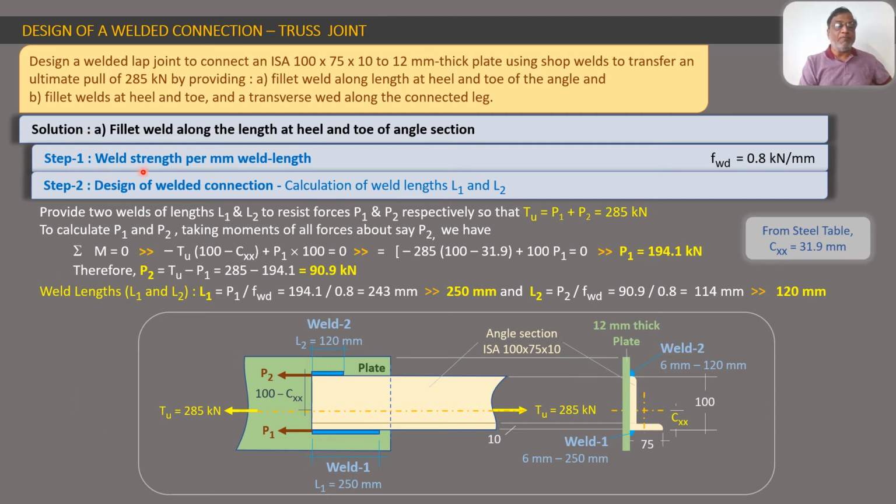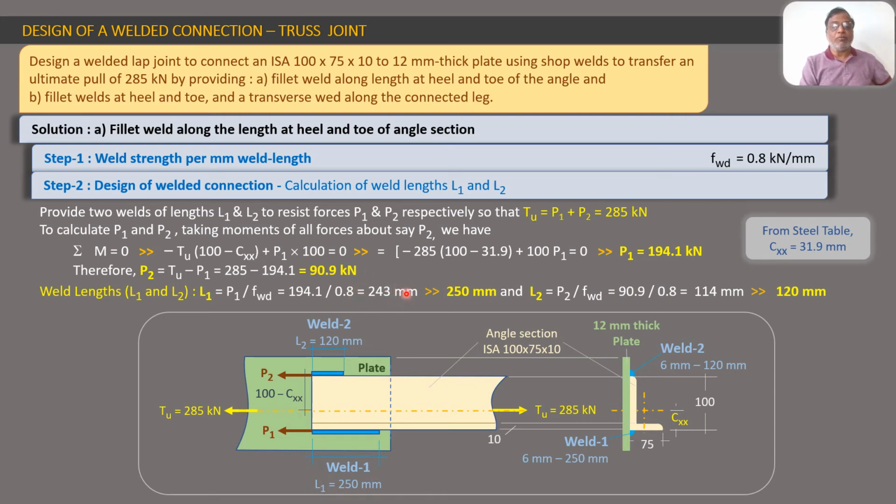Now from step 1, you have already calculated how much force is resisted by 1 mm of weld length: 1 mm of weld length will resist 0.8 kilonewton. We will apply that value here. How much length of weld 1 will we require? If 1 mm resists 0.8 kilonewton, how much length will you require to resist 194.1? So L1 equals P1 upon FWD, and this amounts to 243 mm. It tells us that weld 1 should be L1 equal to 243 mm.